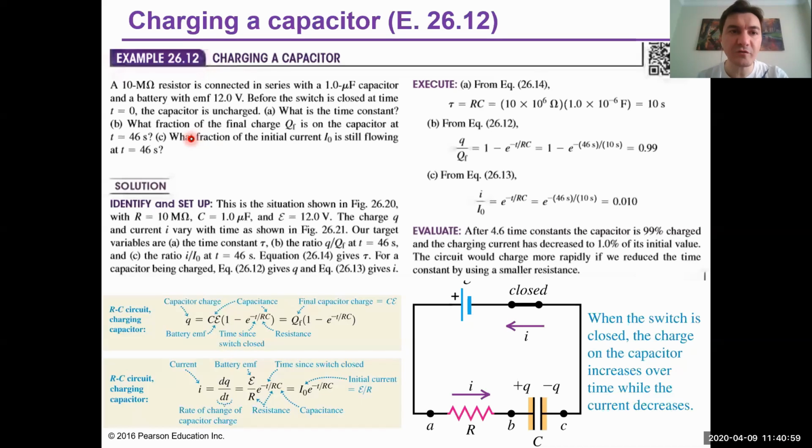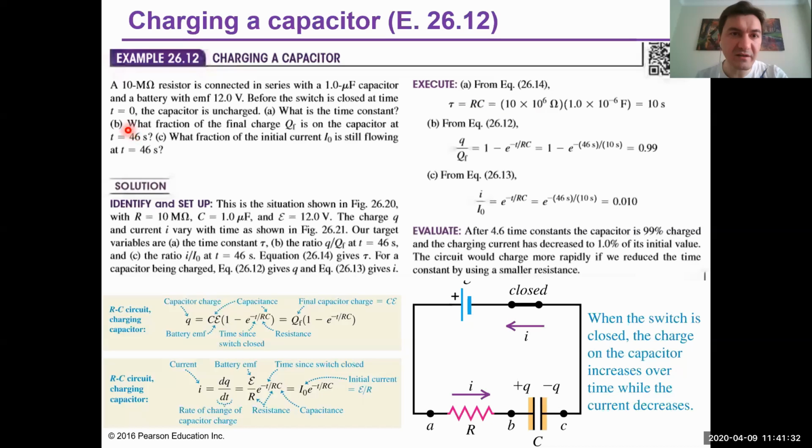Okay, so what was the first question? What is the time constant? The time constant is given by R times C, resistance times capacitance. Resistance is given as 10 mega ohm. Instead of 10 mega ohm, use ohm, 10 times 10 to the 6 ohm. Instead of capacitance, we have 1 microfarad. Instead of microfarad, just use farad, okay? 1 times 10 to the minus 6 farad. Then we will get 10 seconds. So this is the time constant.